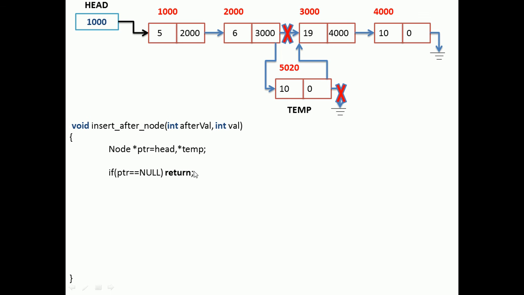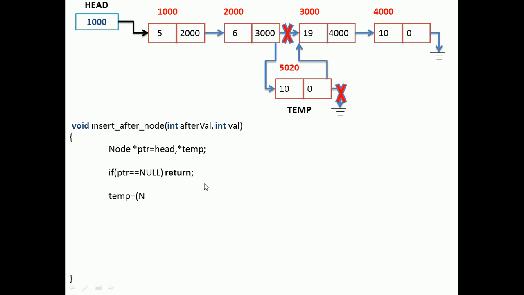Now what I am doing here, first of all, I am checking whether the list is empty or not. If ptr equals null, it will simply return control to the function from which this function was called. So if the head is pointing to null, it means that there are no nodes in this linked list, so we are unable to add any nodes.